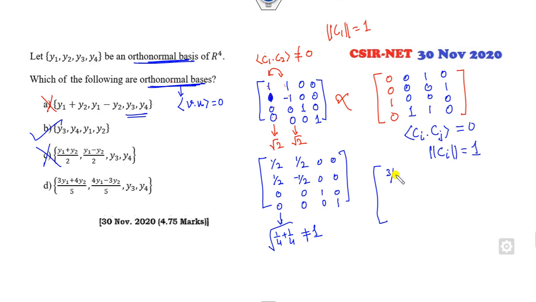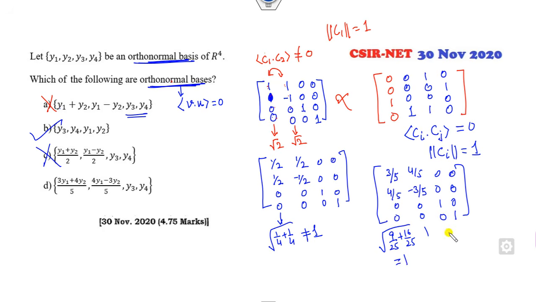Look at this another one. 3 over 5, 4 over 5, 0, 0. 4 over 5, minus 3 over 5, 0, 0. 1, 0, 0. Now clearly the dot product is 0. What is the length of this? 9 by 25 plus 16 over 25, so it is 1. Similarly, this is 1, this is 1, this is 1. So the right answers are B and D.